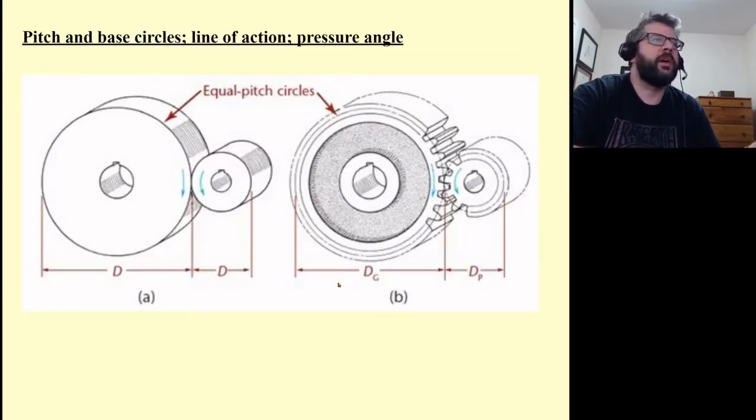Essentially, when we're modeling how these work, we model them as if we just had two cylinders rotating and all the energy was transferred via friction. Then the line of action would be at the same portion of the pitch circle. So this gear here is equivalent to this circle here in terms of rotational speeds, and that's measured at the pitch circle.